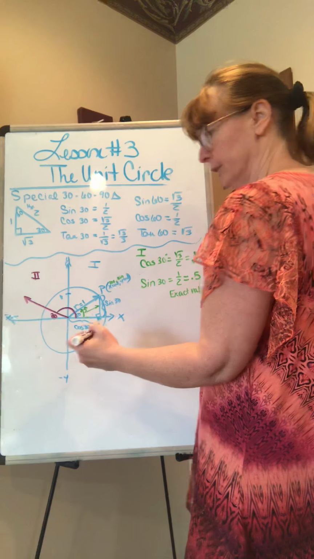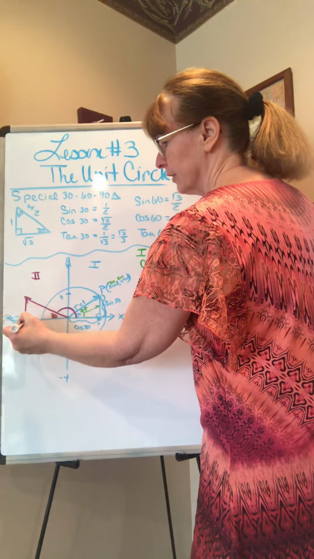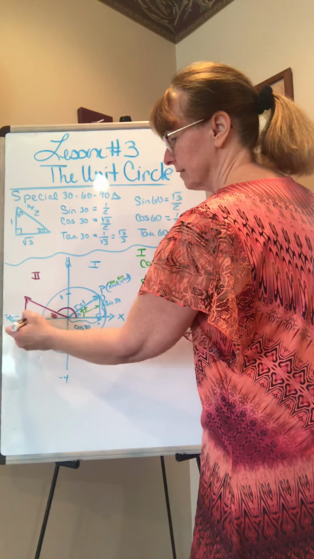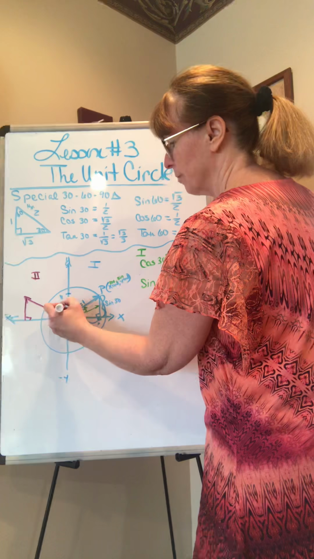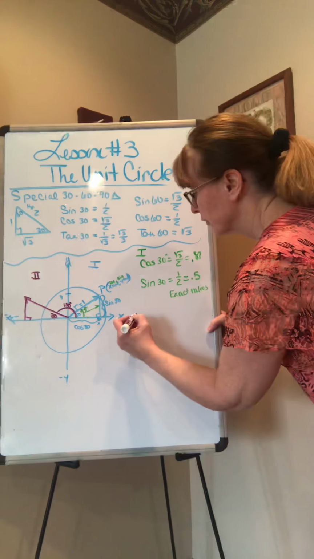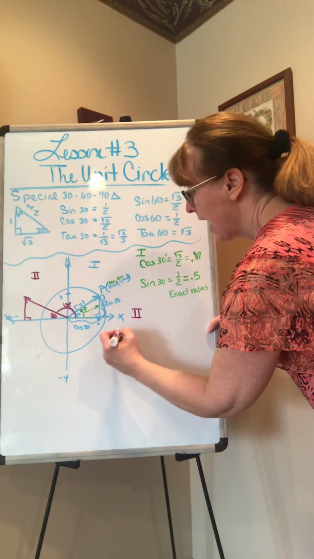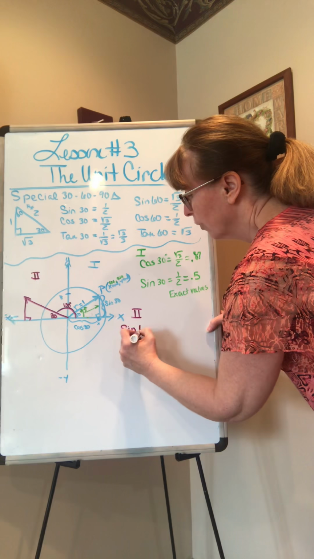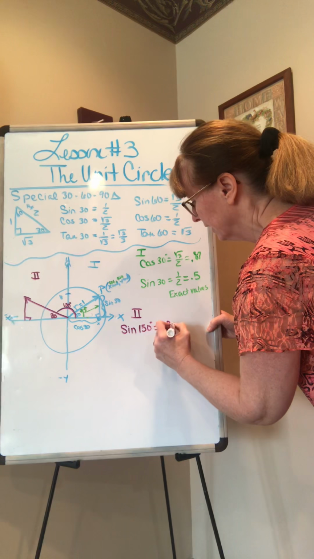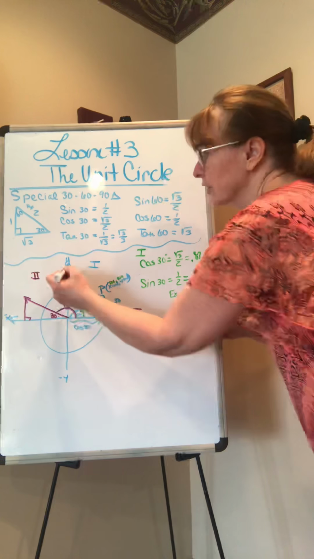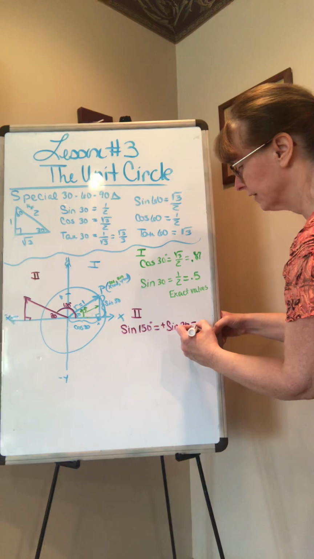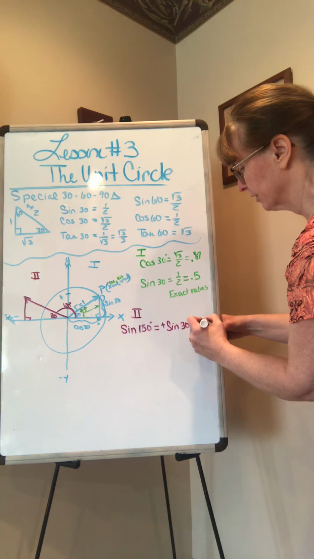Well, in quadrant 2, here's my 30 degrees. Here's my right triangle referencing the x-axis. That means this would have had to have been a 150-degree angle. So now if I'm in quadrant 2, the sine of 150 degrees is equal to positive sine of 30, because sine's positive, the y-coordinate, in quadrant 2, and the sine of 30 is 1/2.